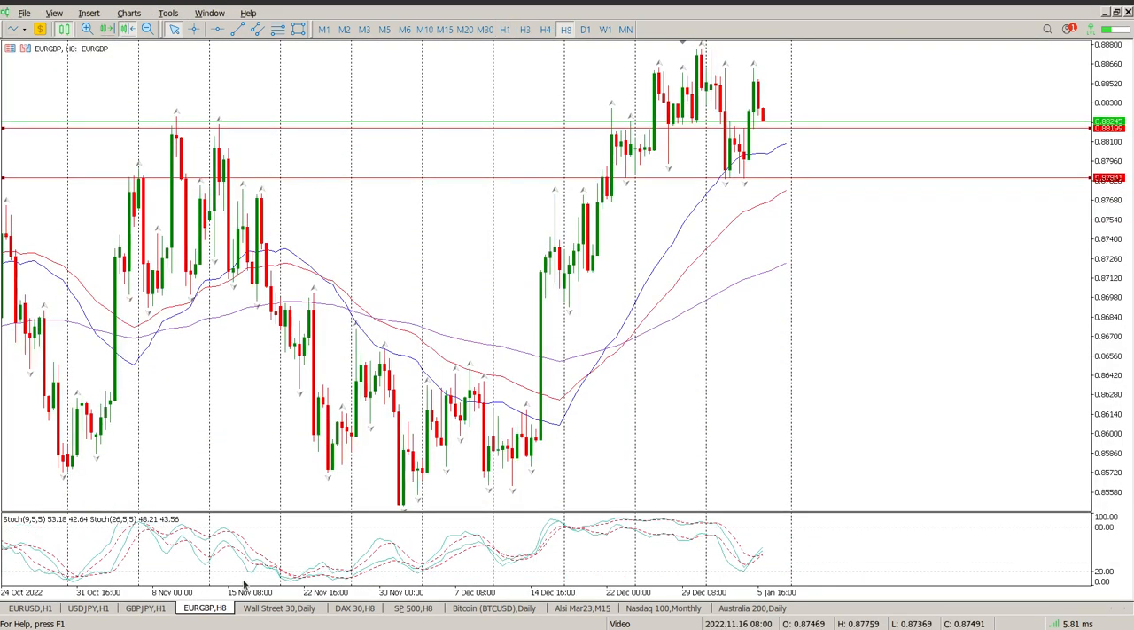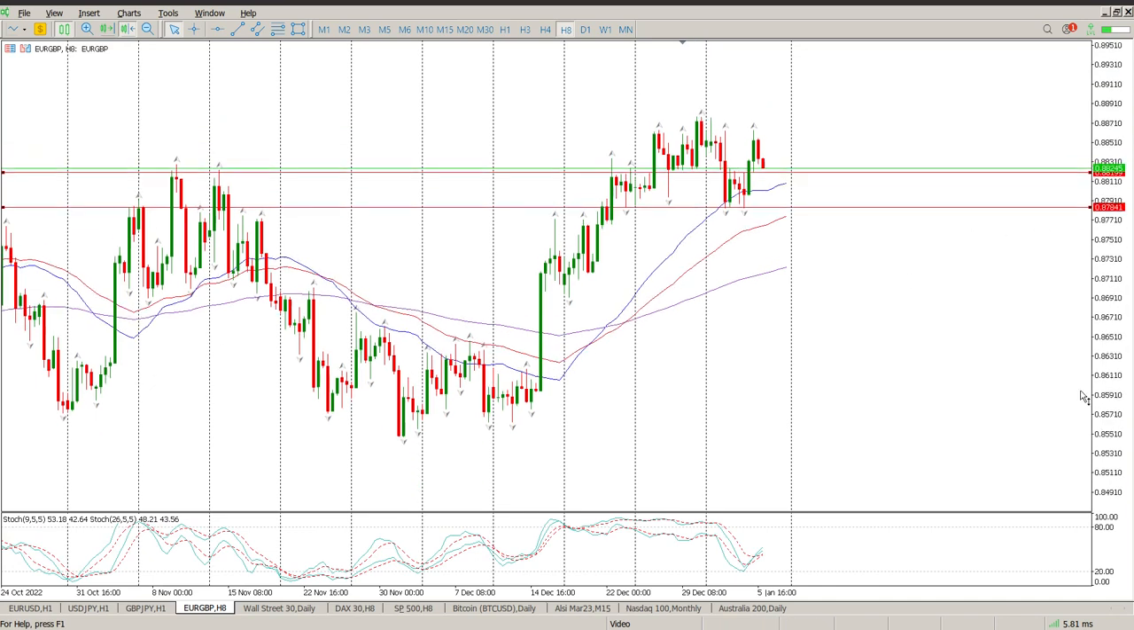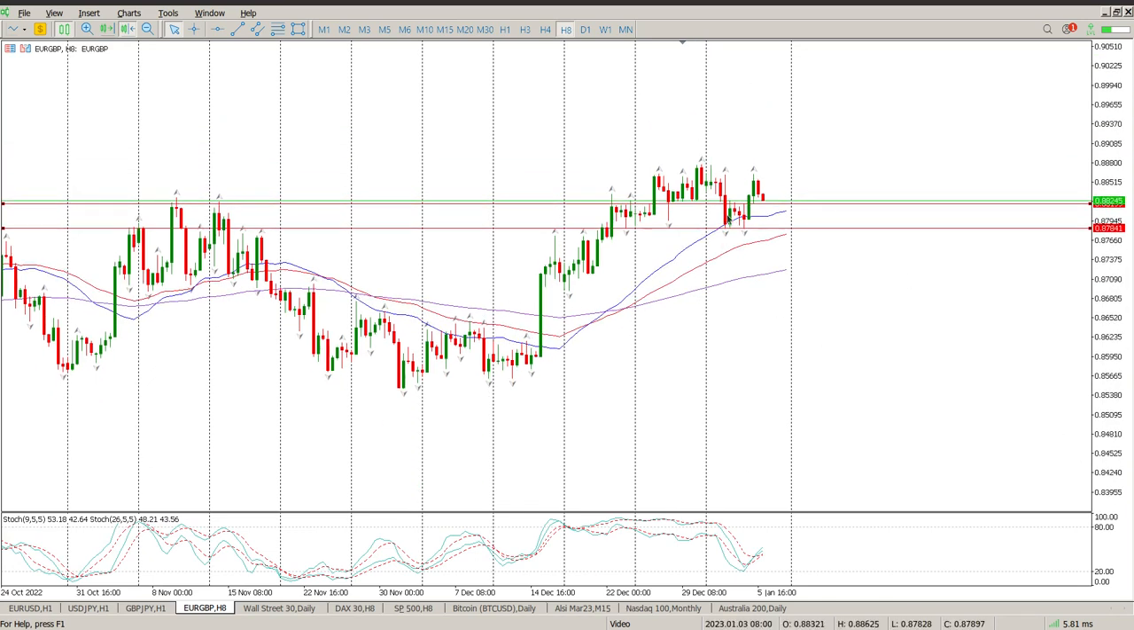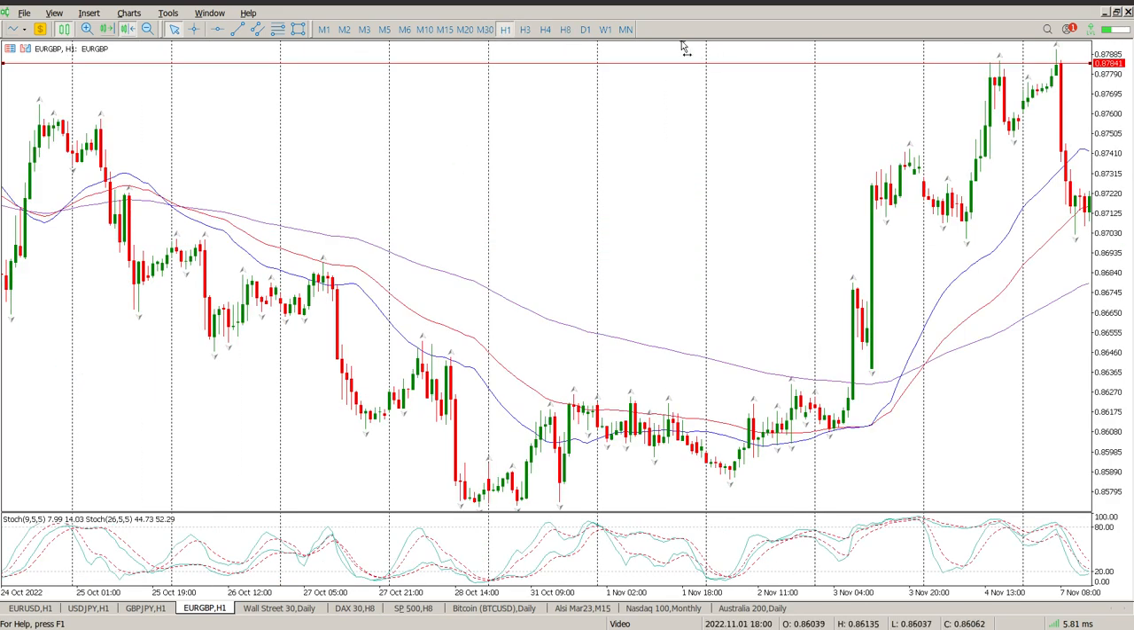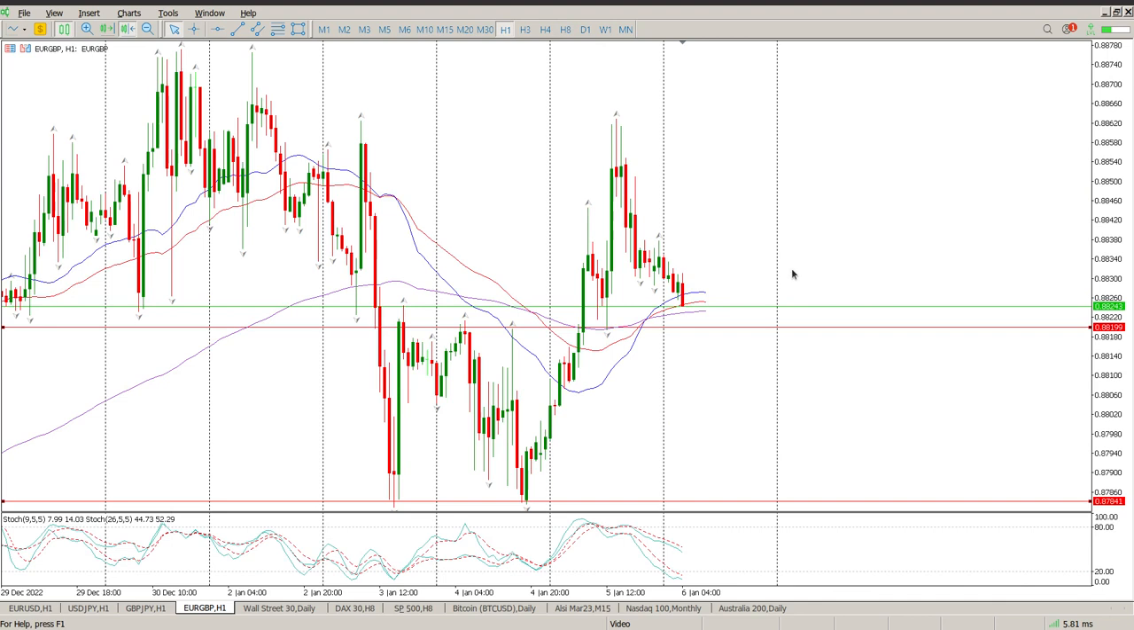Moving on to Euro British pound. Pretty much nothing going on. Again, we had a range here. I was expecting a range break to the downside, to be honest, but we've broken to the upside and we've come back to test this level. So back to the lower time frames here, and you can see it was a solid move yesterday. Then a rejection off the top of this chaos, and we're back down in this area.